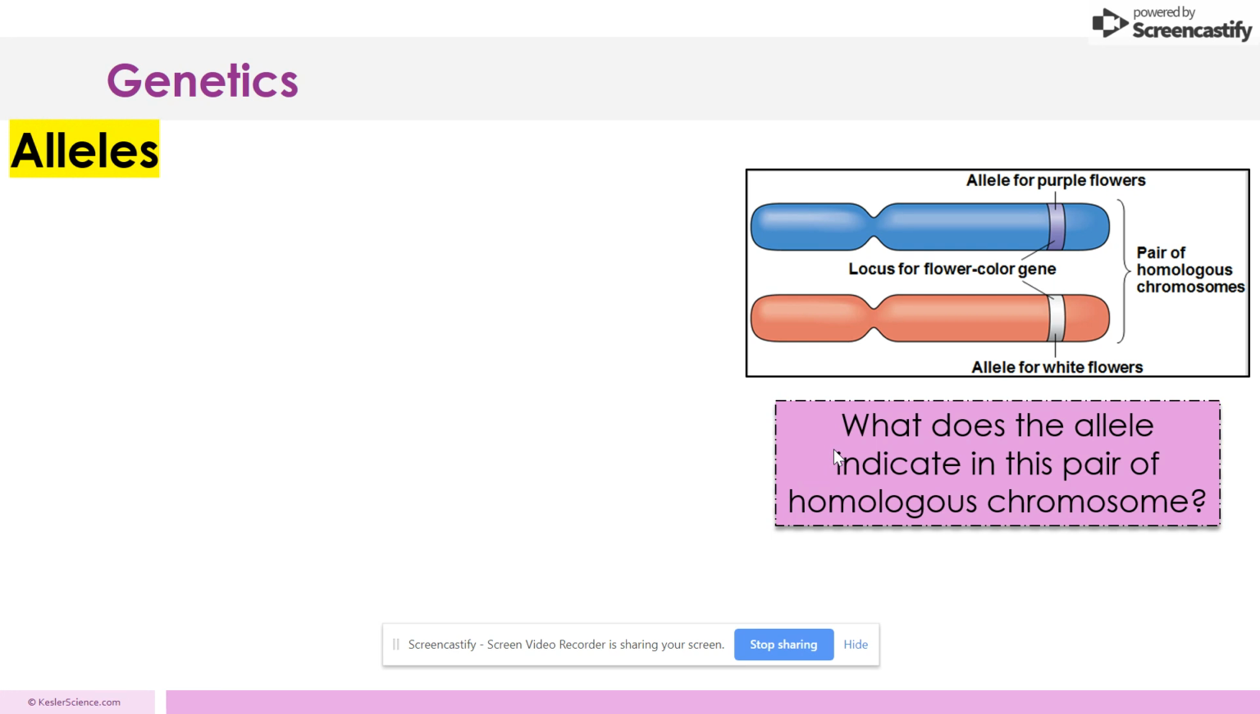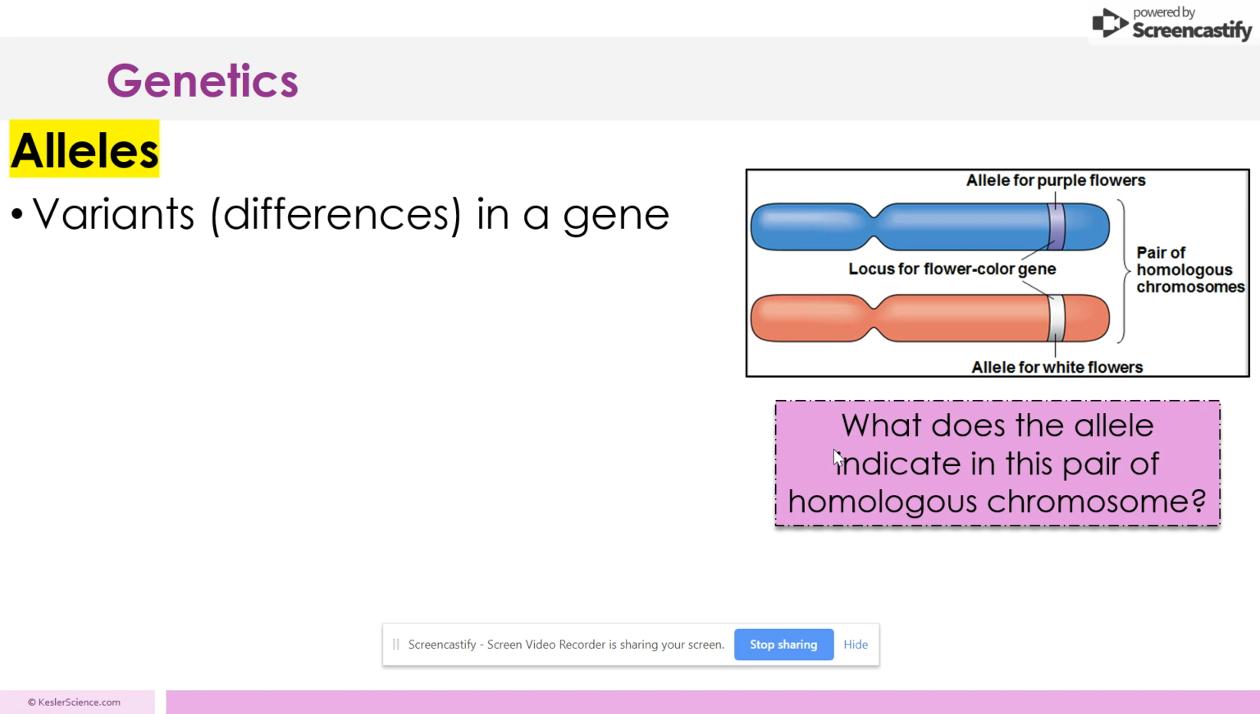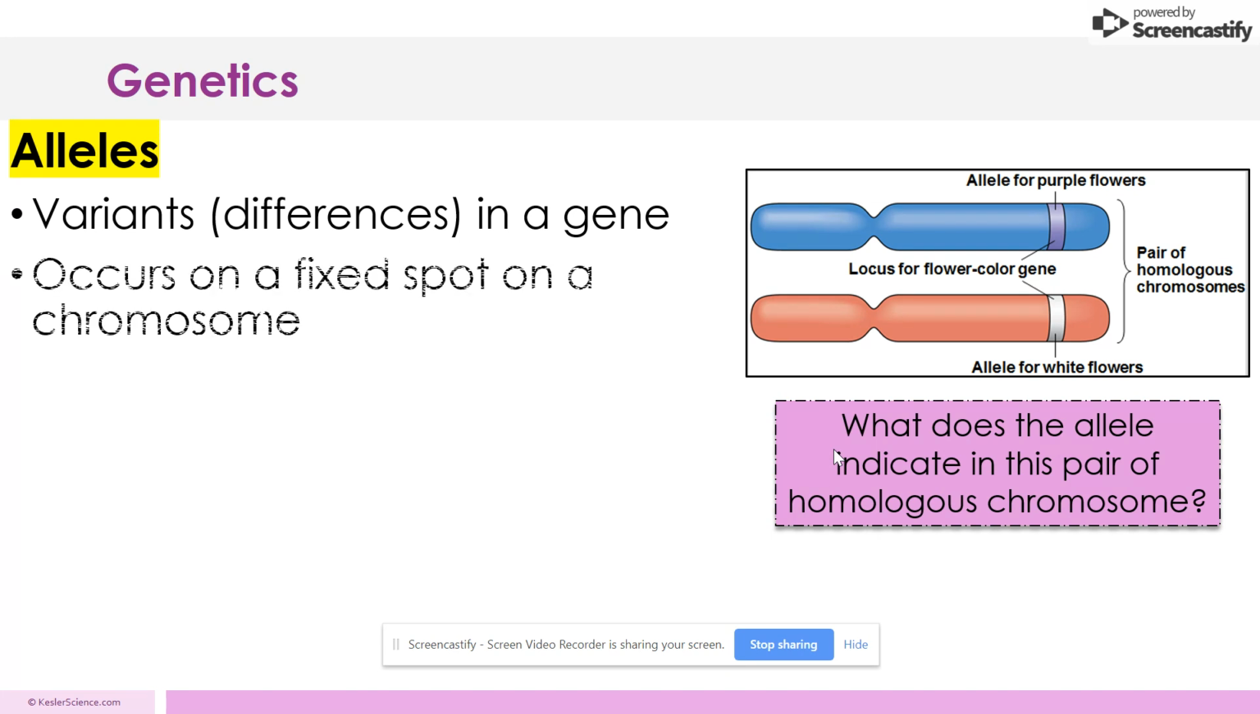Okay, some more vocab. Make sure we add to our glossary. Alleles. Now, I've had students in the past want to pronounce this differently. That's not how you pronounce it. It's pronounced alleles. And alleles are variants or differences in a gene. Okay?